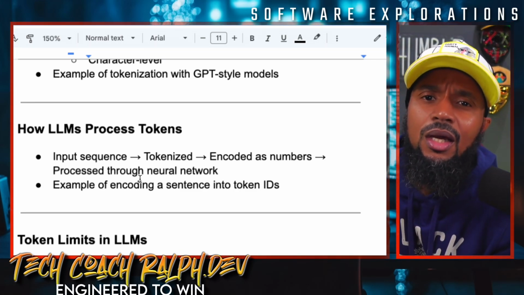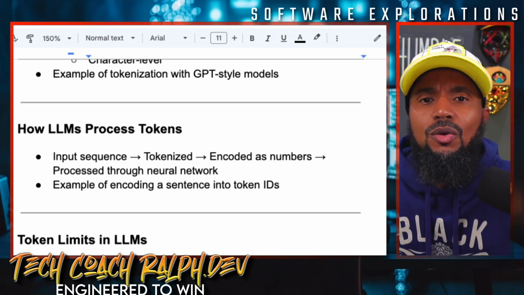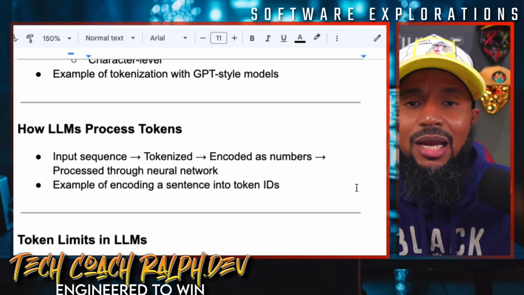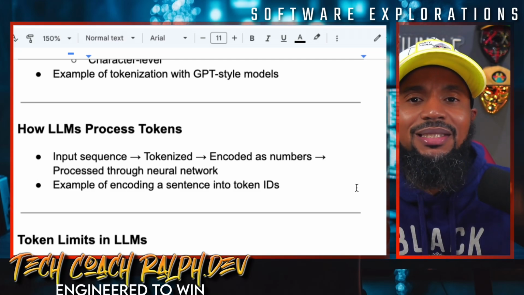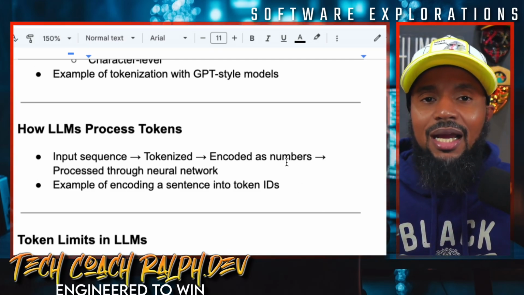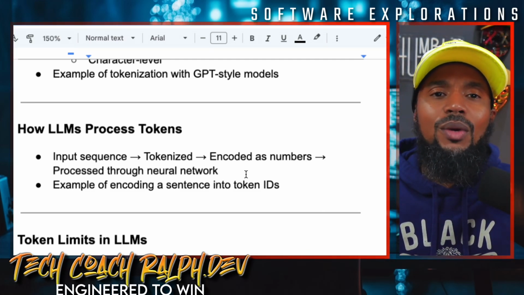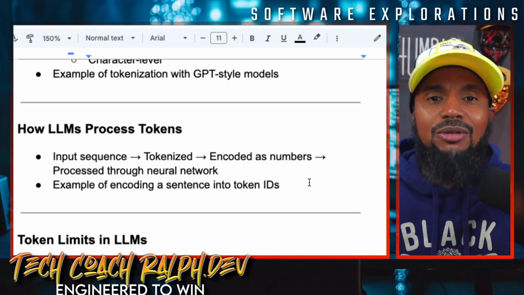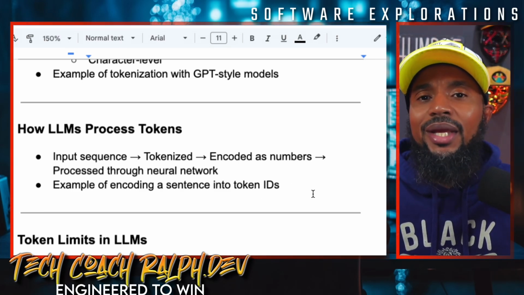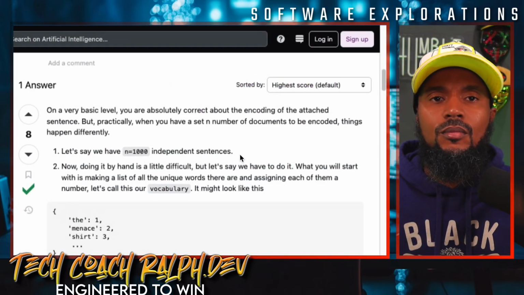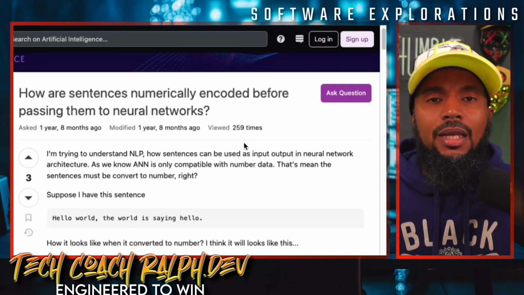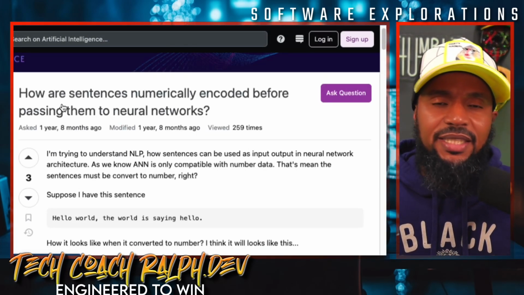So based on how we're doing it right now, we can just go and look for some examples in real time, right? So let's look for an example of encoding a sentence into token IDs. Let's just do a Google search, right? So let's look at this question right here. This is basically the example we're looking for.